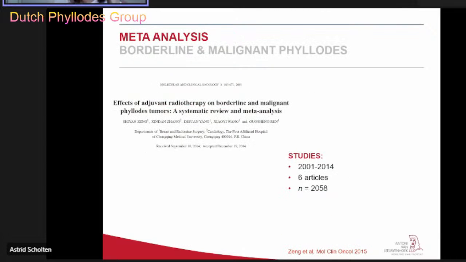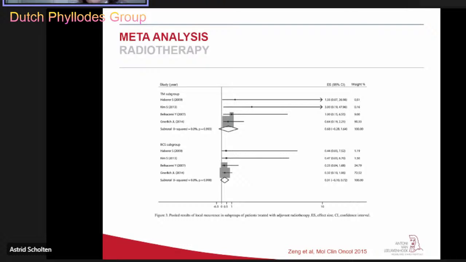There was a meta-analysis taking into account approximately 6 articles with over 2,000 patients, borderline and malignant Phyllodes tumors, and they all show the same trend. You see here that radiotherapy improves local control, not always significantly, but overall it gives an improvement. So that's good news. The question is, should we give everybody radiotherapy?